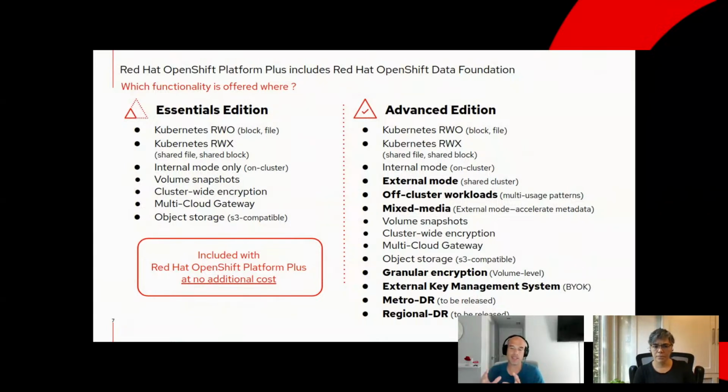But then we have the advanced edition with OpenShift Platform Plus, where we get the external mode, where we connect to a Red Hat Ceph storage, where we can connect one or many OCP clusters, and we also get the DR bits, like Metro DR and Regional DR. So just bringing this up so we know there are two different options when we are getting the Red Hat OpenShift Platform Plus subscription to be able to use for DR. Okay.